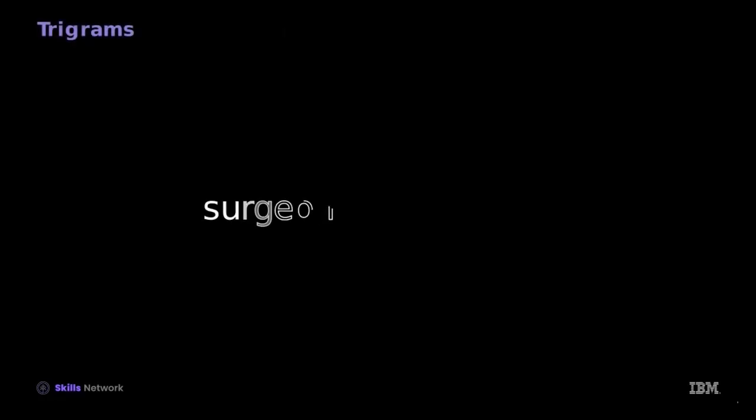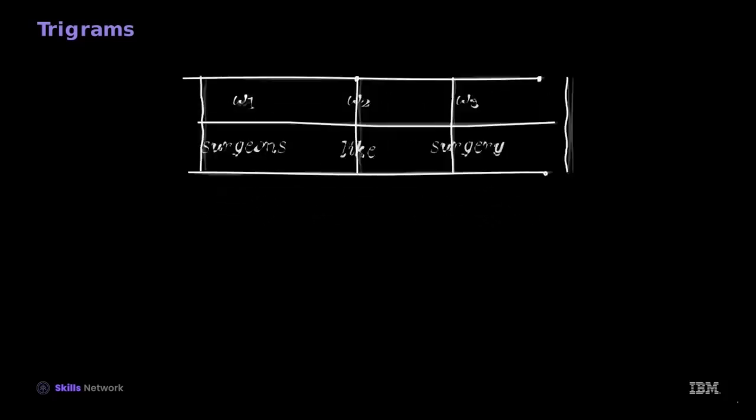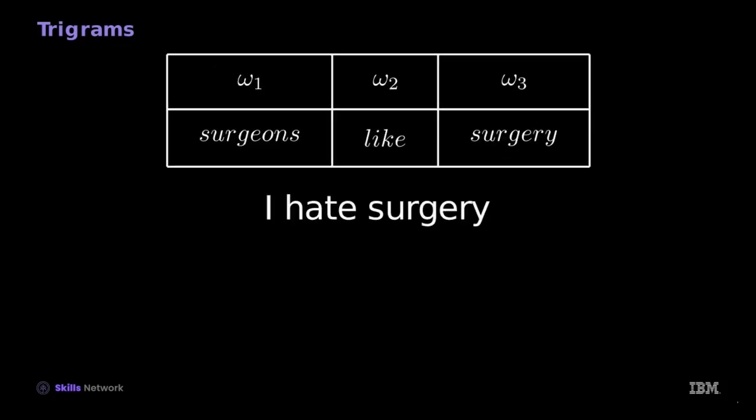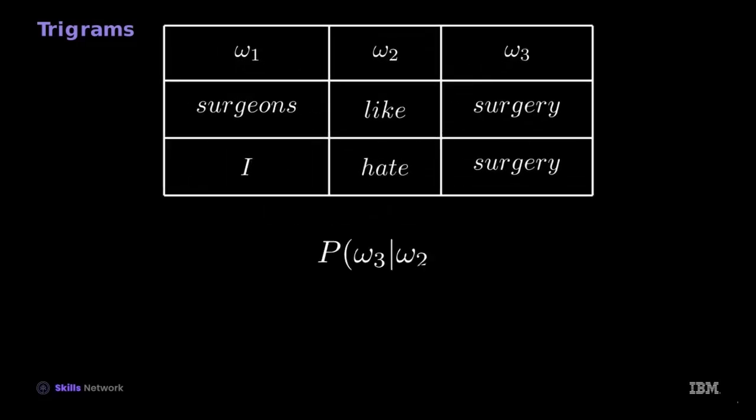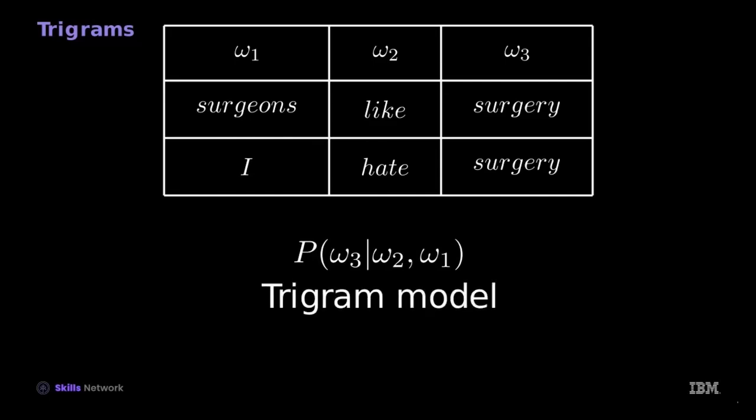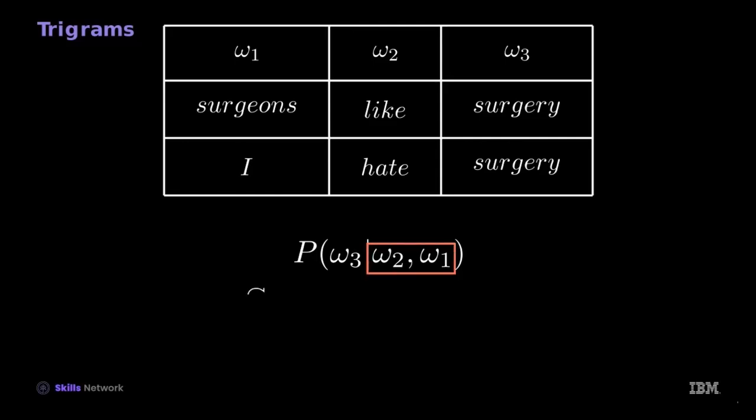Consider the phrases surgeons like surgery and I hate surgery. Adding surgeons changes the context of the sentence, making it at least plausible that surgeons like surgery. Let's create the same table. The trigram model is also a conditional probability function and can improve on the bigram model's limitations by increasing the context size to 2. Now, in addition to word 2, you also use word 1 to predict word 3.